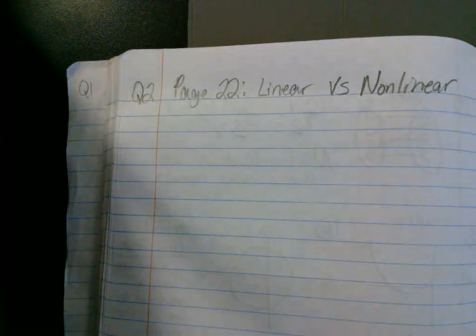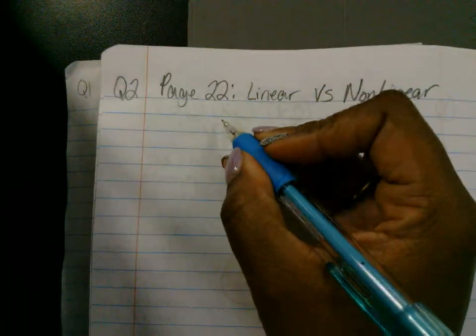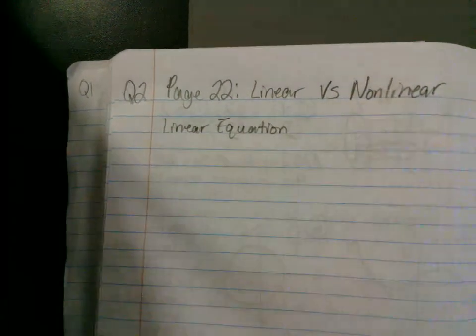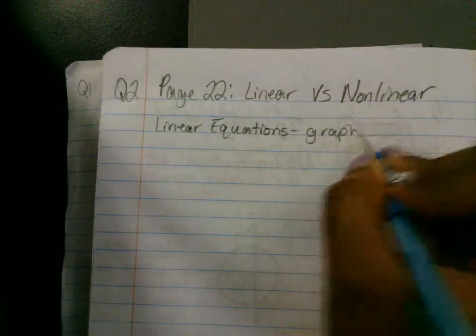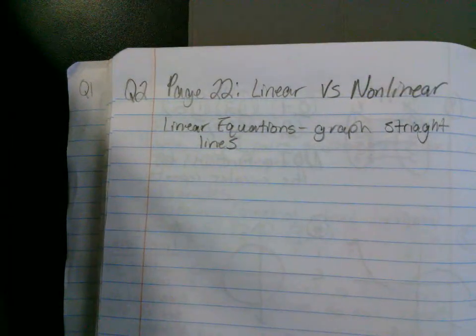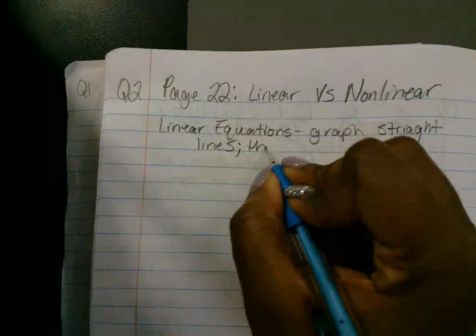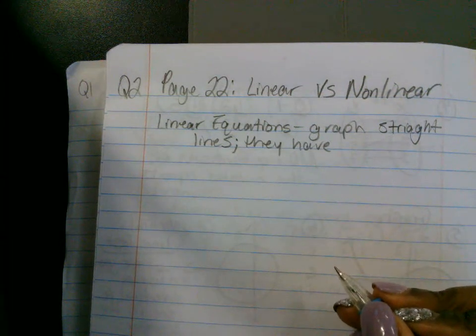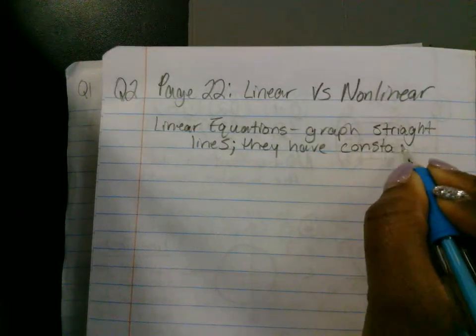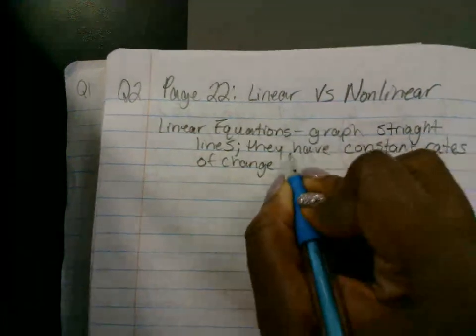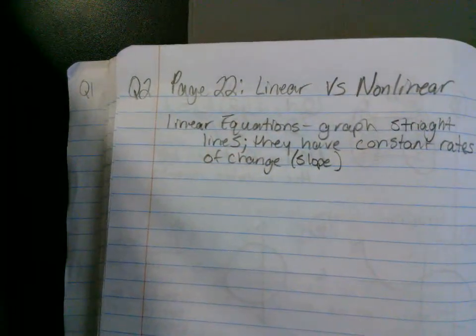All right, so a linear equation or a linear function are lines that are straight, perfect straight lines. So linear means it's a perfect straight line. Linear equations graph straight lines. They have constant rates of change. So the rate of change is the same, it doesn't fluctuate. Another word for rate of change that we're going to talk about tomorrow is slope. So in parentheses, I'm going to write the word slope.